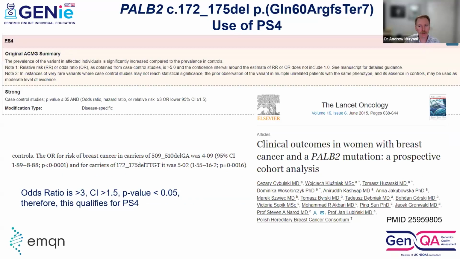Additionally, PS4 could be used based on this publication in the Lancet Oncology, where they found for this particular variant an odds ratio of 5.02 with a confidence interval from 1.55 to 16.2 and a p-value of 0.0016. This fulfills the criteria of PS4 as the odds ratio is greater than 3. The confidence interval does not span the 1.5 mark, and the p-value is less than 0.05. So this qualifies for PS4. Next slide, please.